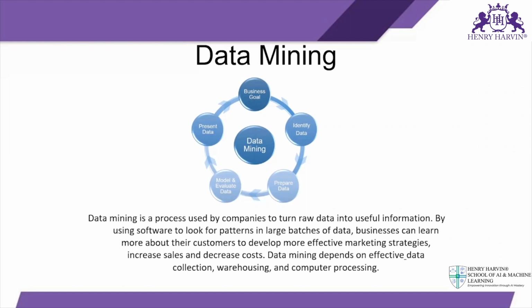The first step is to identify the data. You have to identify what kind of data you want from your company's data warehouse, your raw data. And after identifying the kind of data you want, you prepare that data by getting it from the raw data. You prepare your data and evaluate it, checking whether the data you got from the raw data is in correct order or not.